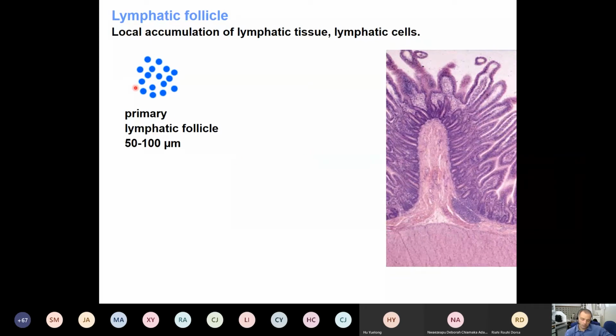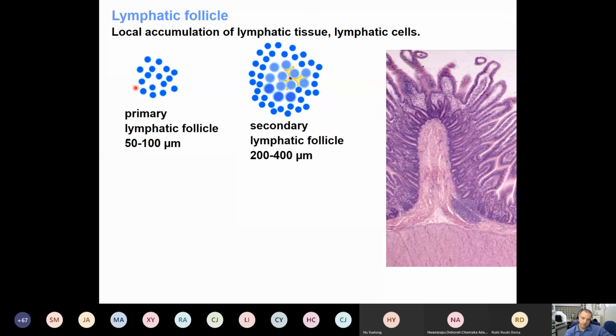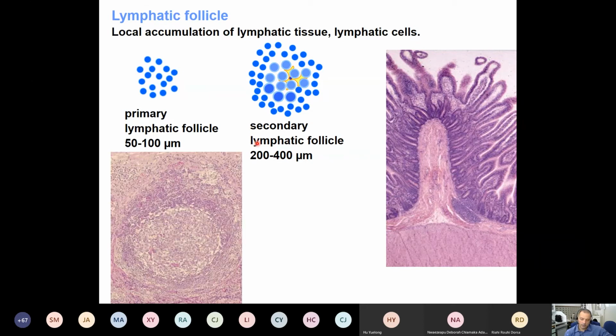This is, however, not what you will see most of the time in the preparations, but it's much more likely that you will meet a secondary lymphatic follicle that is way bigger. It's much larger than the primary lymphatic follicle. It is around 200 to 400 microns. So this is already a dimension that is visible without a microscope, with naked eyes. And this is what I would like to go into detail about a bit.